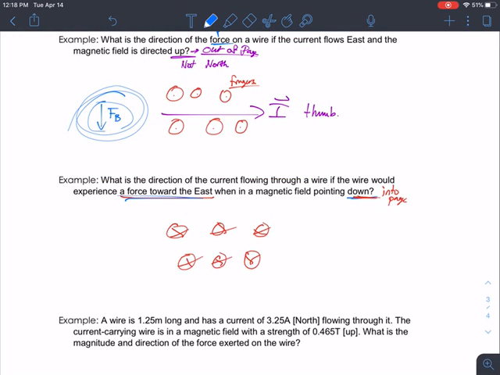And the force is towards the east. So the force towards the east means the force is this way. This is FB, is that way. And once again, our palm is the force, and the magnetic field is into the page. So get your palm facing east, your fingers pointing into the page, and your thumb perpendicular to your fingers, and it is pointing down again.